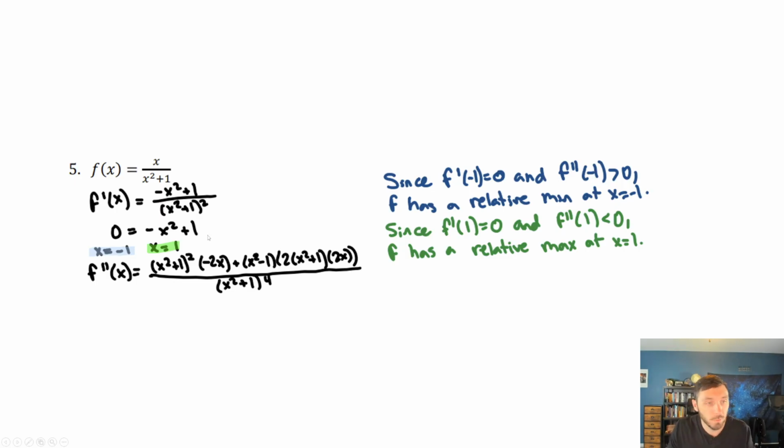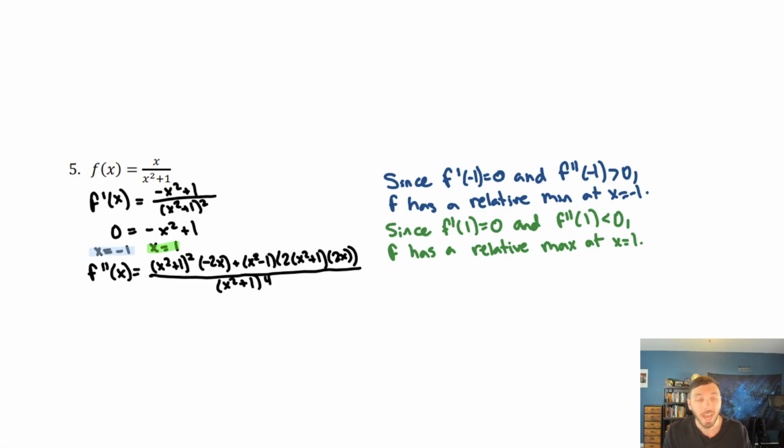If I do the same thing with 1, even easier, this would be positive, this would be negative, this would be 0, and this would be positive. So that is a negative plus 0 over a positive. So that is a negative number. So concave down, which is a max. So yeah, feeling the numbers can be helpful.